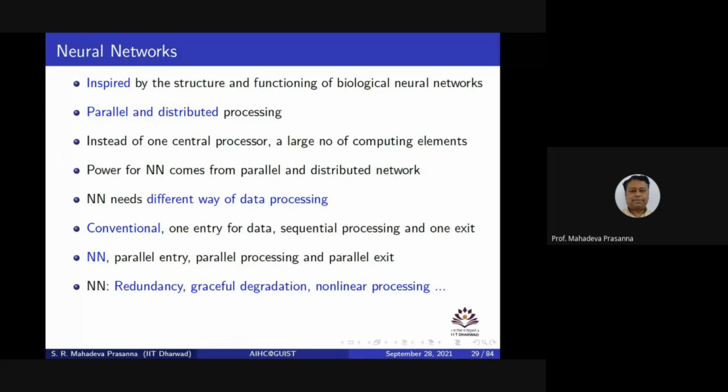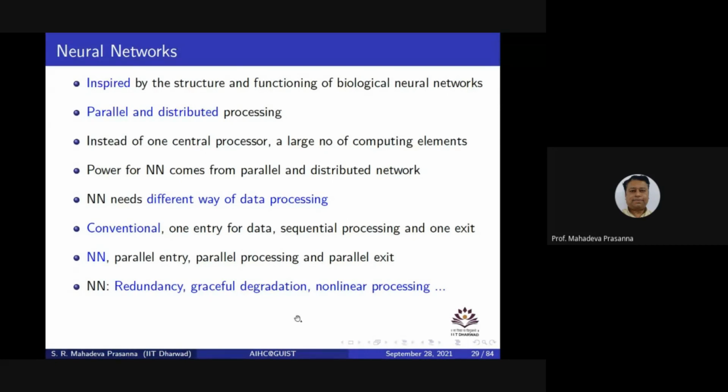Now, a neural network is yet another implementation of a human-computer interaction model, where they wanted to mimic the structure and functioning of biological neural networks. Again, the caution here is that we are only mimicking. What is the structure and functioning of a biological neural network? It follows parallel and distributed processing, and that is what we are trying to mimic in neural networks.